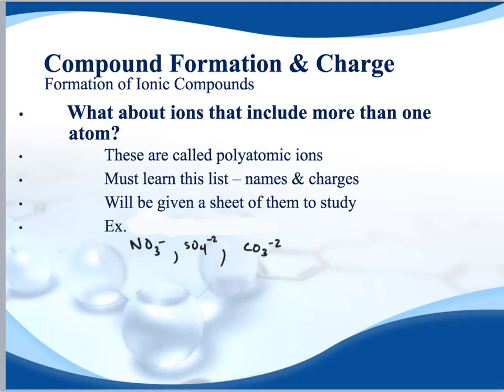What about ions that include more than one atom? You may notice on the ion sheet there are some ions that are more than just one atom, and these have a special name. These are called polyatomic ions. Get familiar with the list.